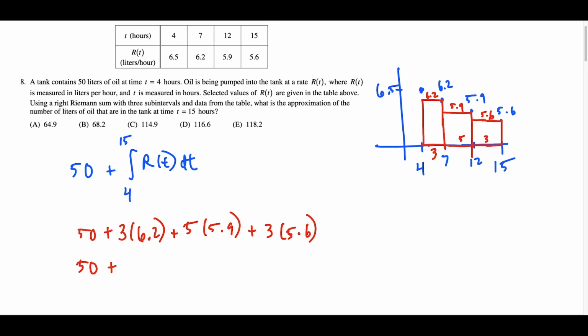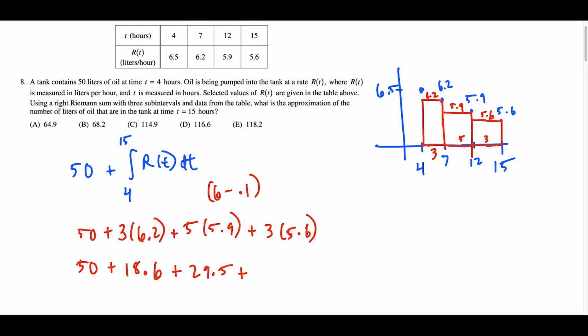So we have 50 plus, and if I do 3 times 6.2, I do 3 times 6 is 18, and 0.2 times 3 is 0.6. So I get this here. This one's a little bit more annoying to do in your head. I would think of this as like 6 minus 0.1. And then if I do 5 times 6, I get 30. 5 times 0.1 is 0.5, and 30 minus 0.5 is 29.5. And then I've got plus 3 times 5 is 15.